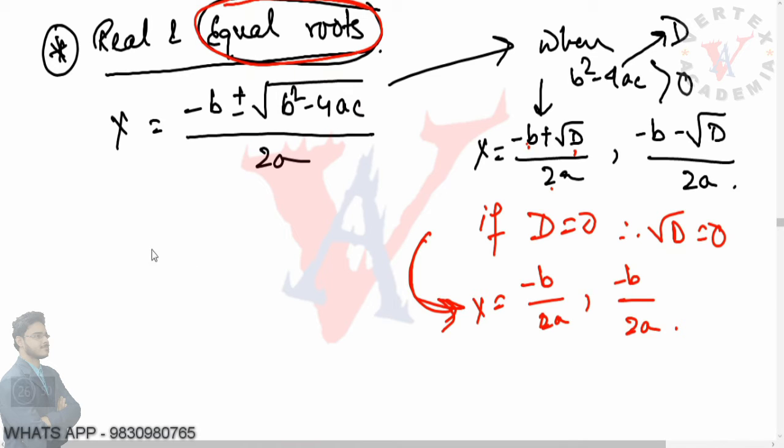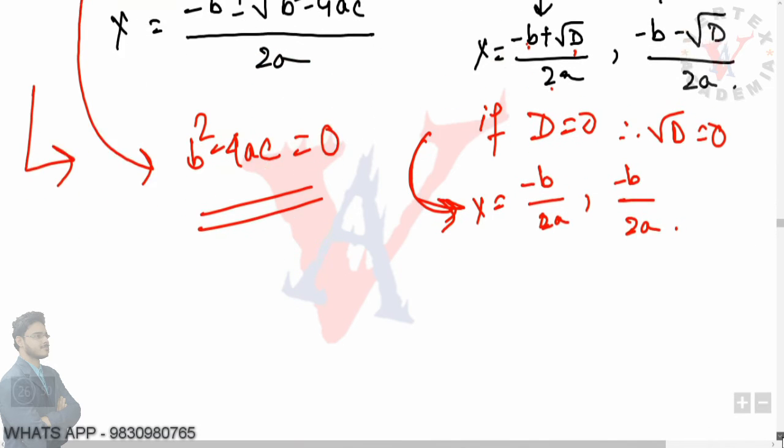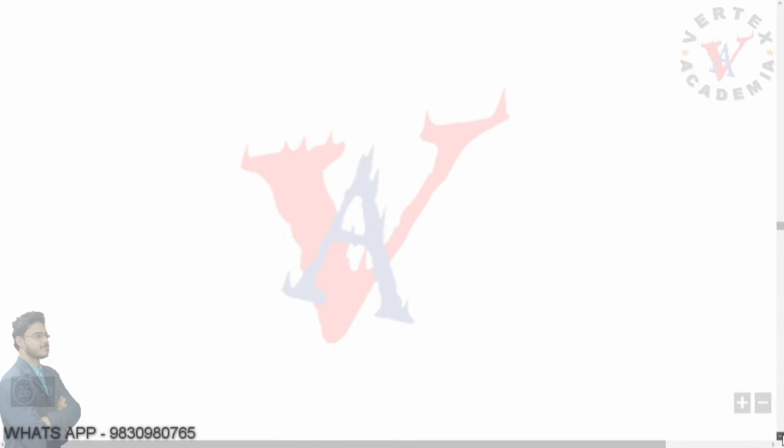So I hope this is clear. So to get real and equal roots, what is the condition? That b square minus 4ac must be 0. Otherwise, you cannot get equal values of x. Now coming to the third possibility, which is for no real roots.